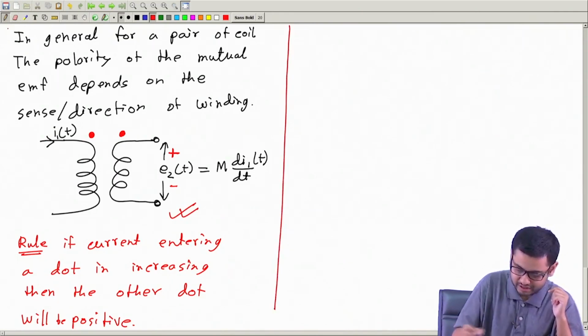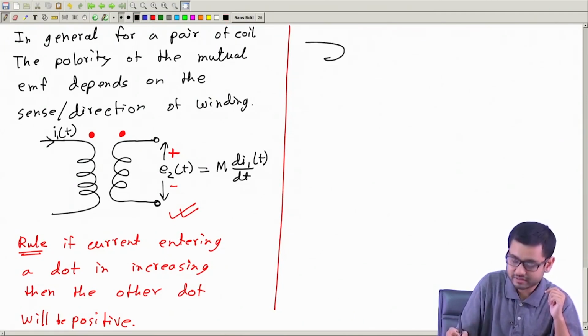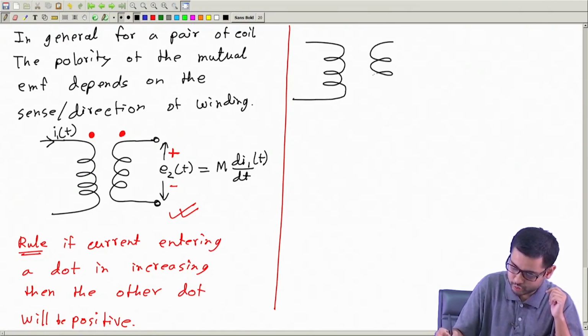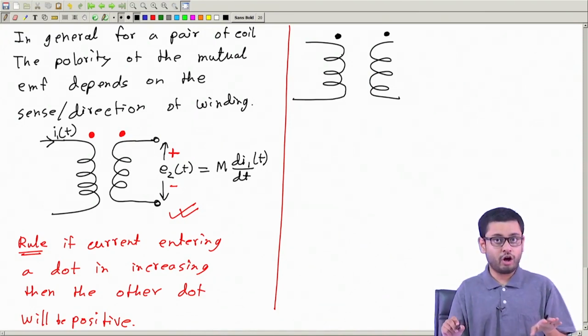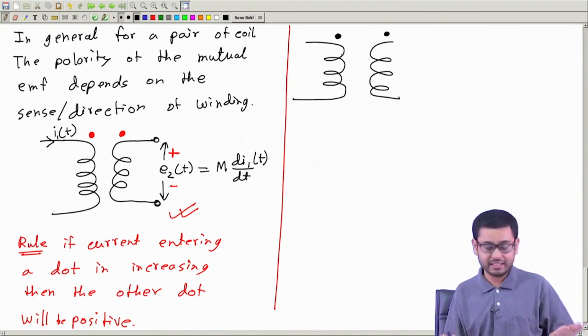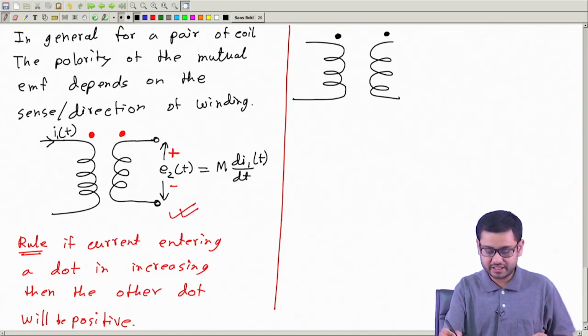Similarly, if I have a situation, just for explanation, if I have two coils with dots like this, okay, so whenever I do not draw the internal diagram clearly, some information is hidden, that information is conveyed to you through the use of this dot.